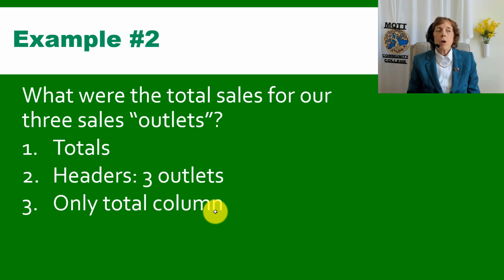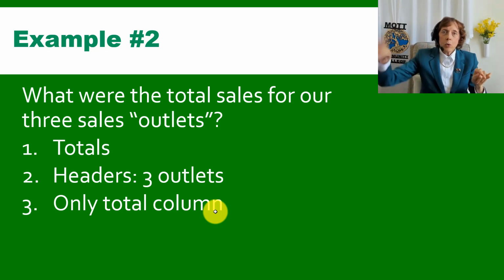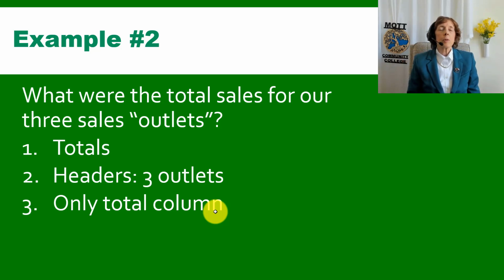Number two, what were the total sales for our three sales outlets. So we got those one, two, three on the side, and we're getting the totals. And the headers are going to be the three outlets. And then we're going to have to go get that totals column way over there on the other side. Okay, here we go.